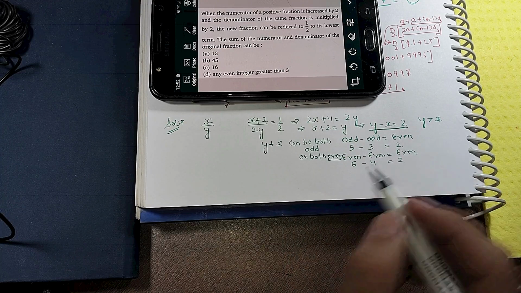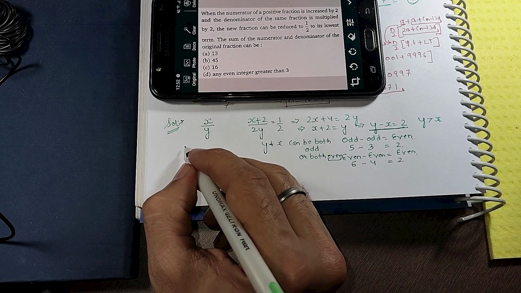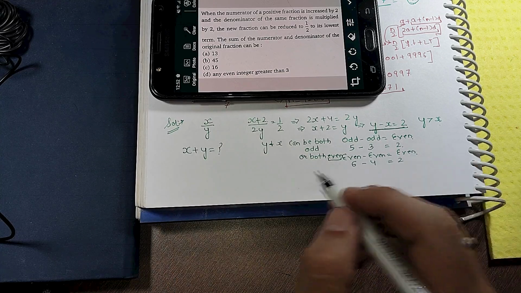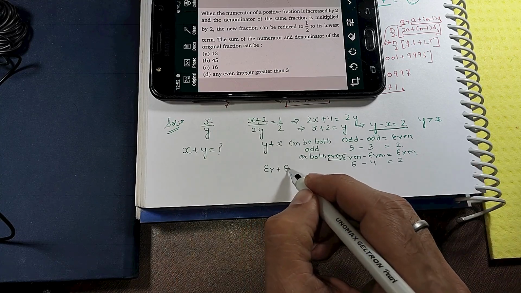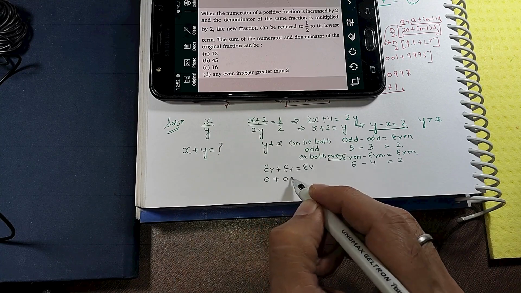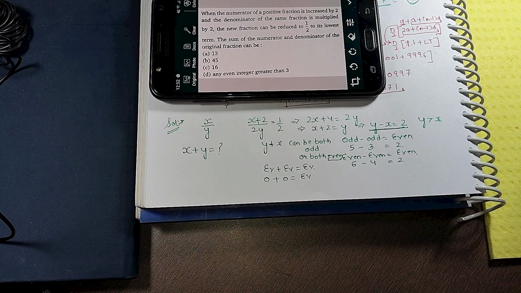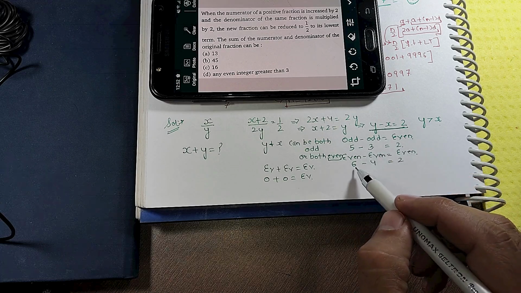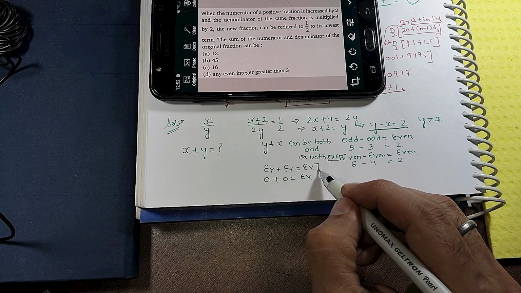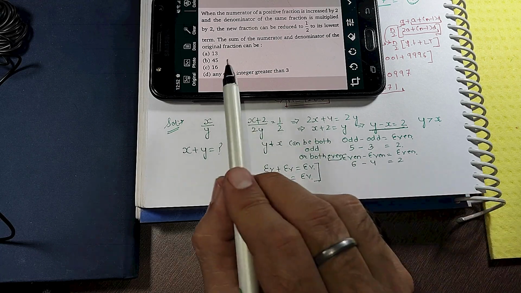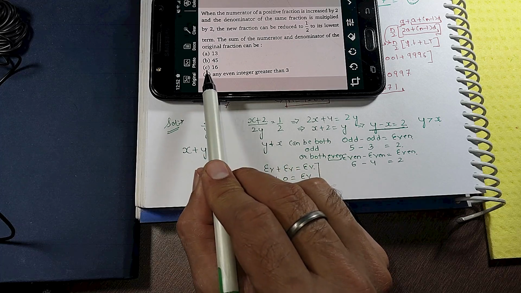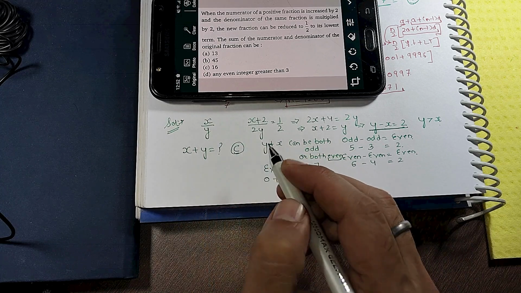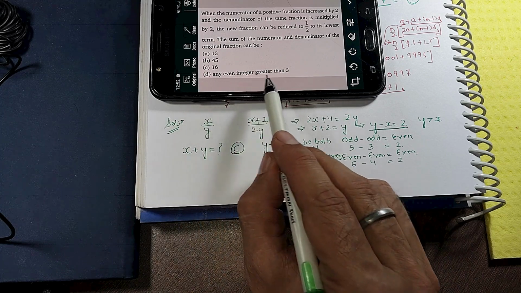Now we have been asked to find what can be the sum of numerator and denominator. So we need to find x plus y. Now even plus even is equal to even, and odd plus odd is also equal to even. So what we deduce from here is that no matter whether x and y are both odd or both even, the result will always be an even number. Now in the options, A is odd, B is odd, C 16 is even. So we can have C in our option, and last is any even integer greater than 3.